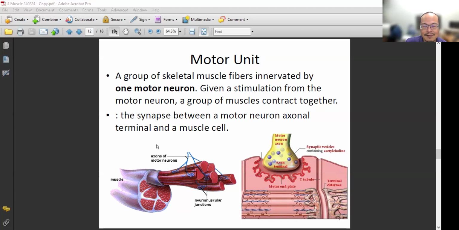Now, when the nerve and the muscle interact, it's just like a nerve contacting a nerve. So this interaction is called a synapse. A synapse represents the microscopic contact of two cells, but these two cells do not physically contact each other. There is a gap, so we will need neurotransmitter released from one cell to the next cell.